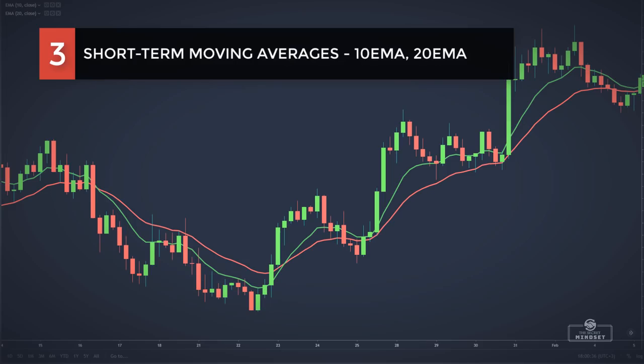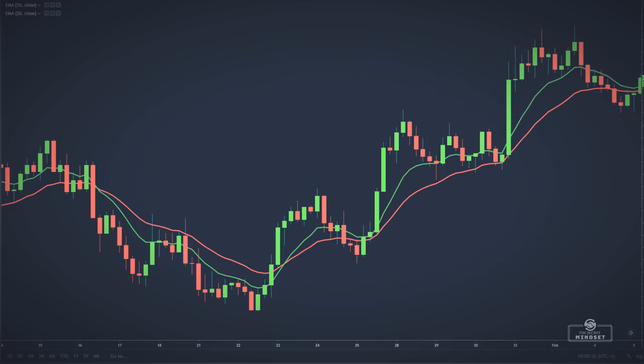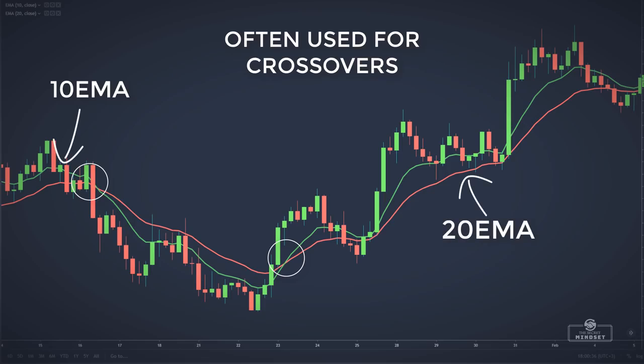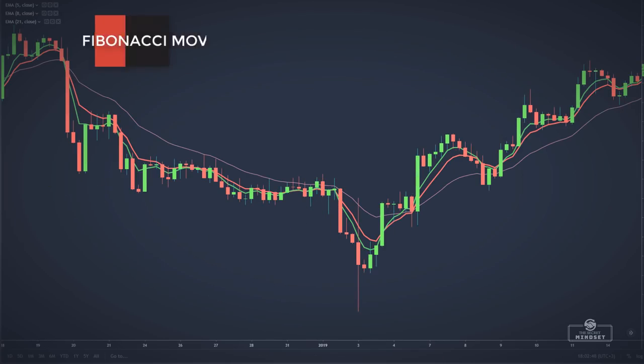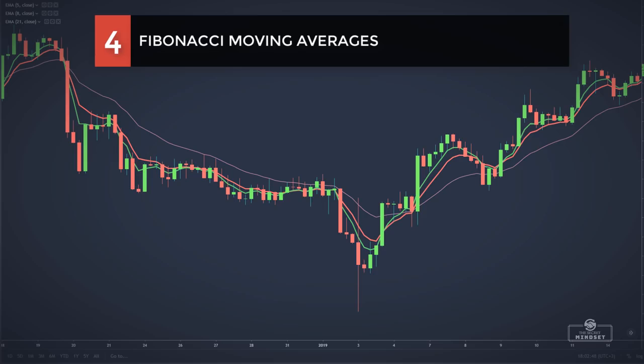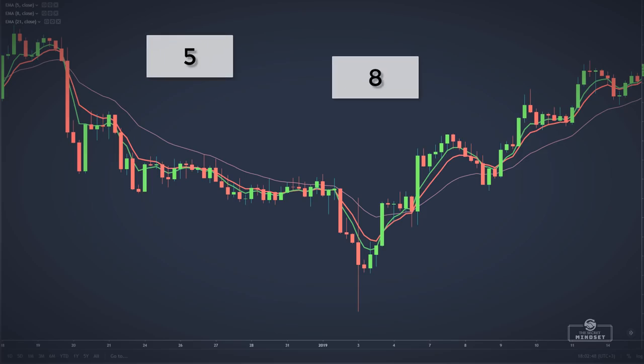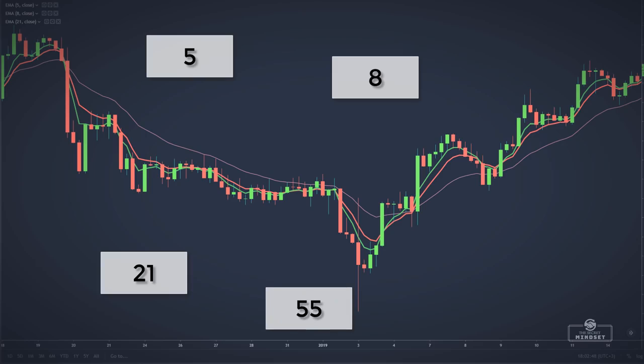Also, we have short-term moving averages. Short-term moving averages are preferred by traders that want to trade with the current market momentum. The most common short-term exponential moving averages are the 10 EMA and the 20 EMA. These moving averages react the fastest to price movements. Also, we have Fibonacci moving averages. Some traders often take their input values for the moving averages from the Fibonacci sequence. Most common Fibonacci-based moving averages are the 5 moving average, the 8 moving average, the 21, the 55, and so on.